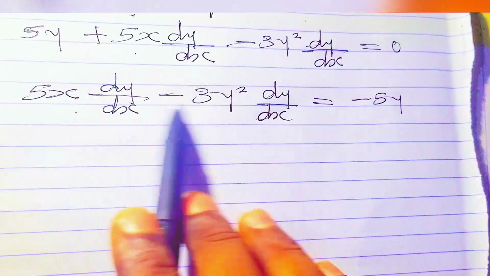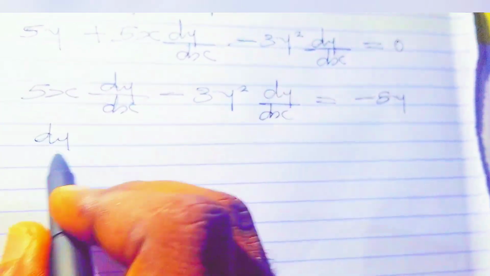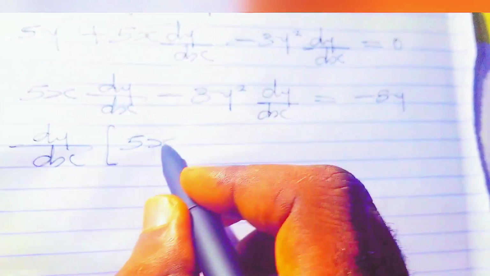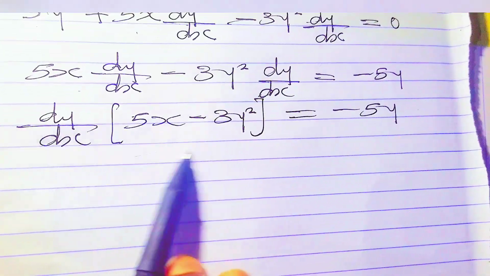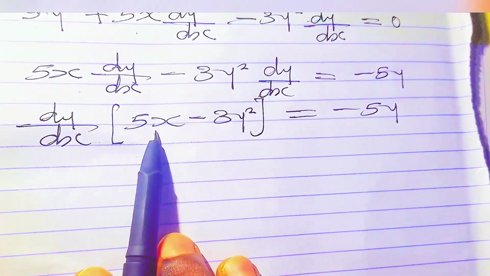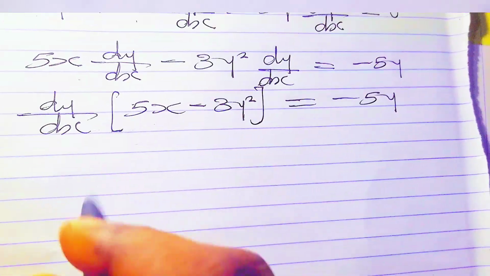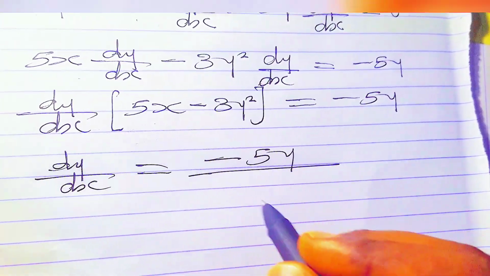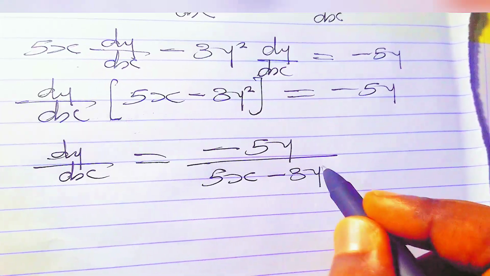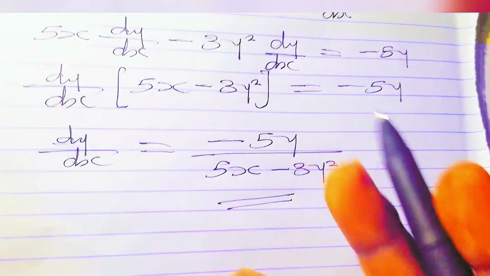equal to minus 5y. Therefore, if you use dy/dx to factorize this, we have dy/dx in the bracket 5x minus 3y squared equal to negative 5y. And of course, we can just divide both sides by 5x minus 3y squared, which is the coefficient of dy/dx. So dy/dx in this case becomes minus 5y over 5x minus 3y squared. So that is the answer to such a problem.